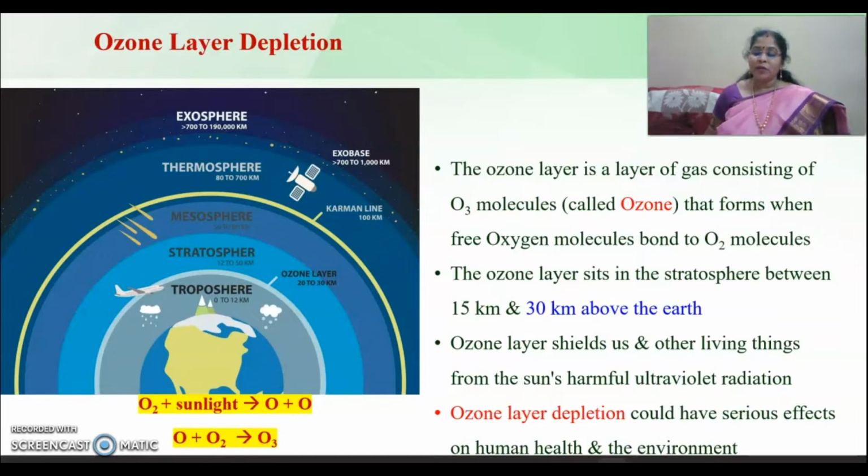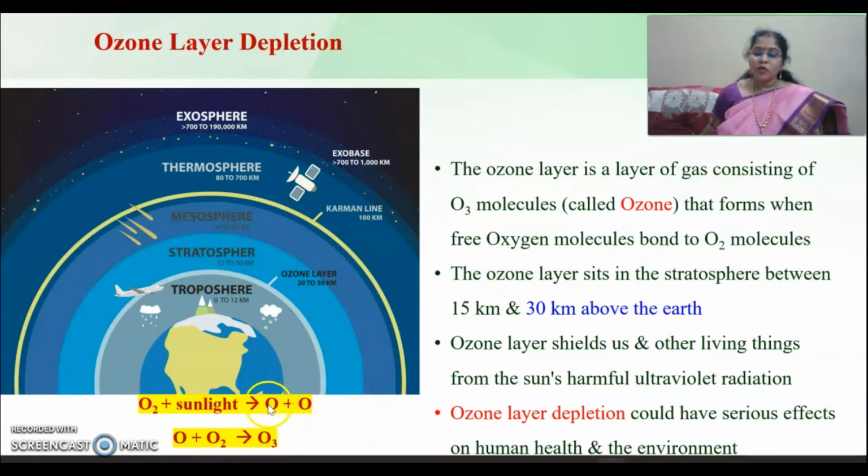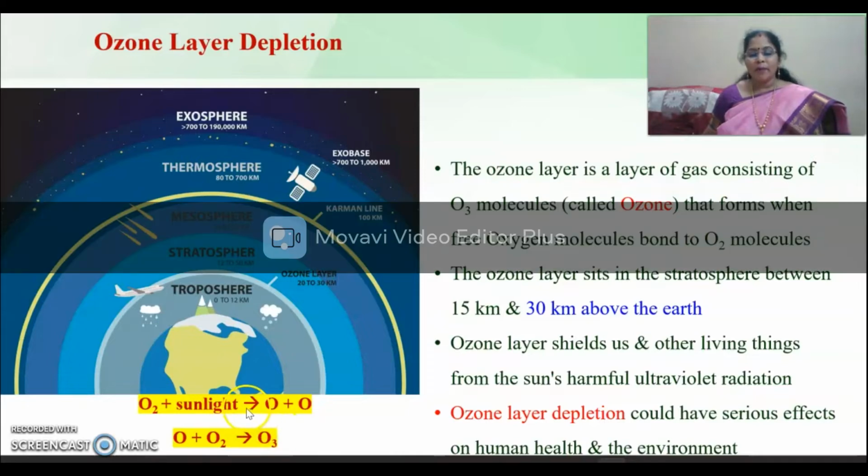Ozone layer depletion could have serious effects on human health as well as the environment. Oxygen is O2. When oxygen comes across sunlight, the oxygen molecule is broken down into O plus O. Then this O is unstable in nature. Then it will go and join with another O2 and they form O3, that is ozone. This is a normal general process. Every microsecond it happens. That is how the ozone layer is built up.